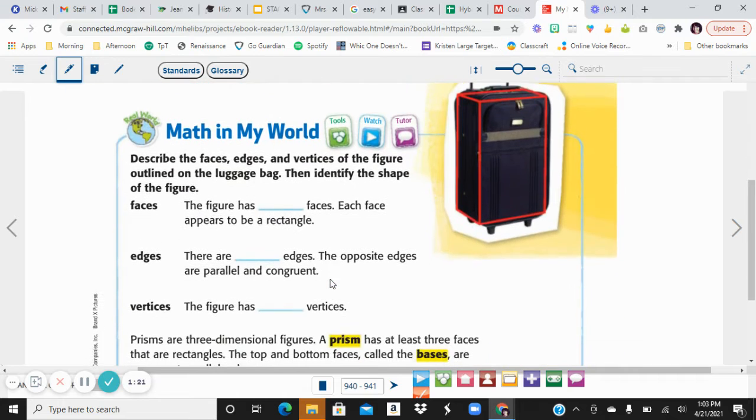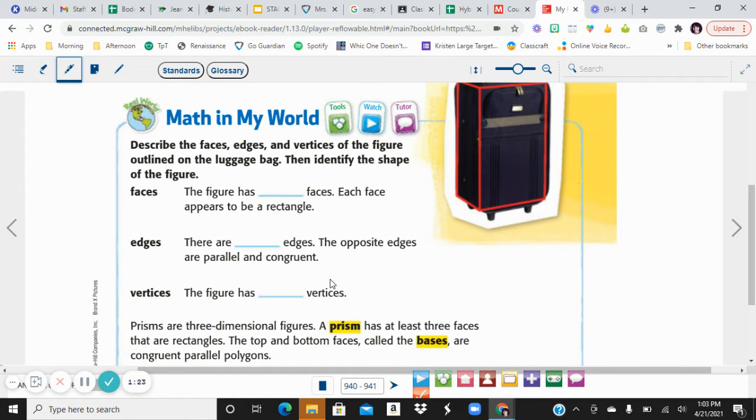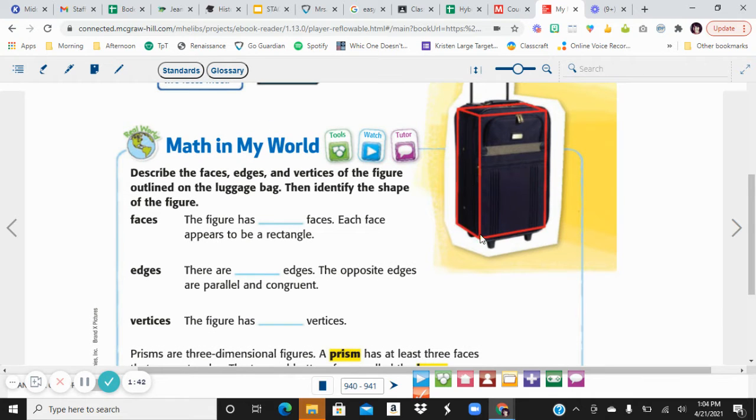So let's take a look at this. It says describe the faces, edges, and vertices of the figure outlined on the luggage bag. Then identify the shape of the figure. So first we're going to take a look at its faces. And remember that it has faces that we can't see. There's a back side to this suitcase. So we're going to count the faces first.